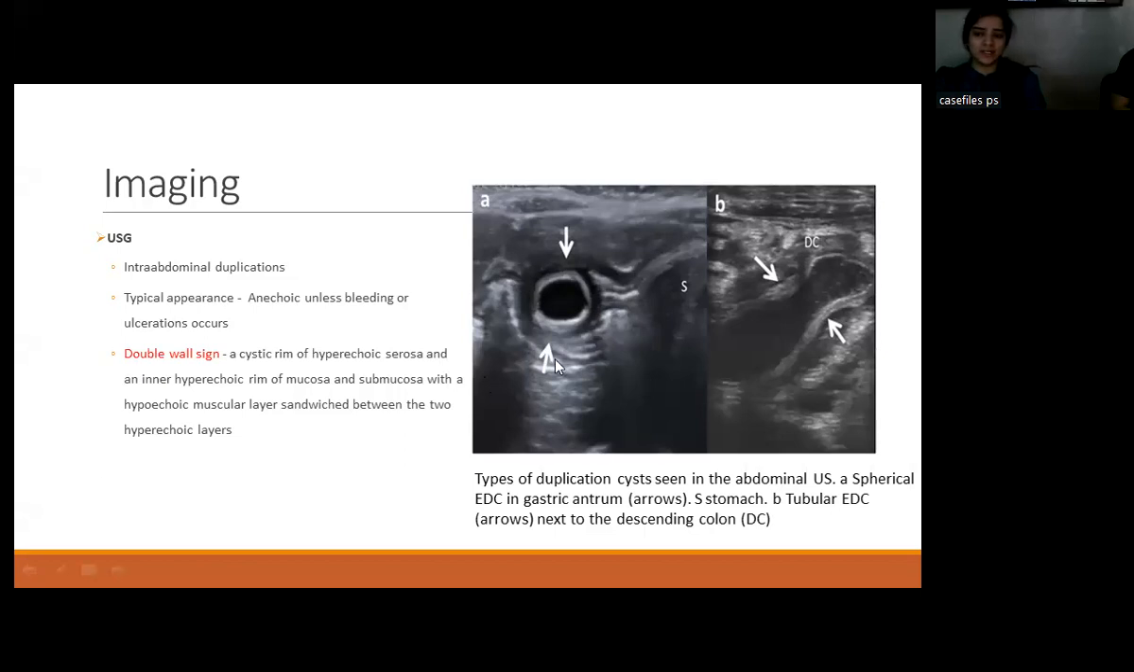As in this image, we can see the hyperechoic mucosa and the surrounding smooth muscle layer, which is giving the double wall sign. This is a duplication cyst seen at the gastric antrum. This is another picture of a colonic duplication in which a tubular type of cyst is seen with a double wall sign.